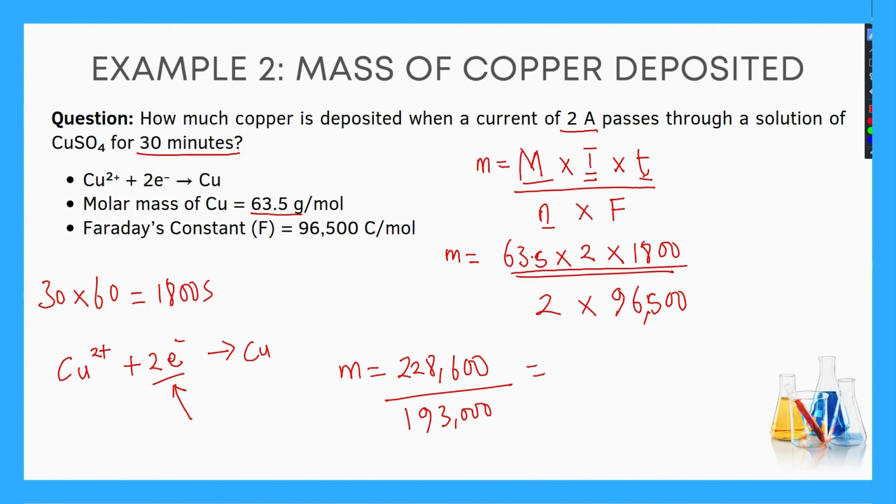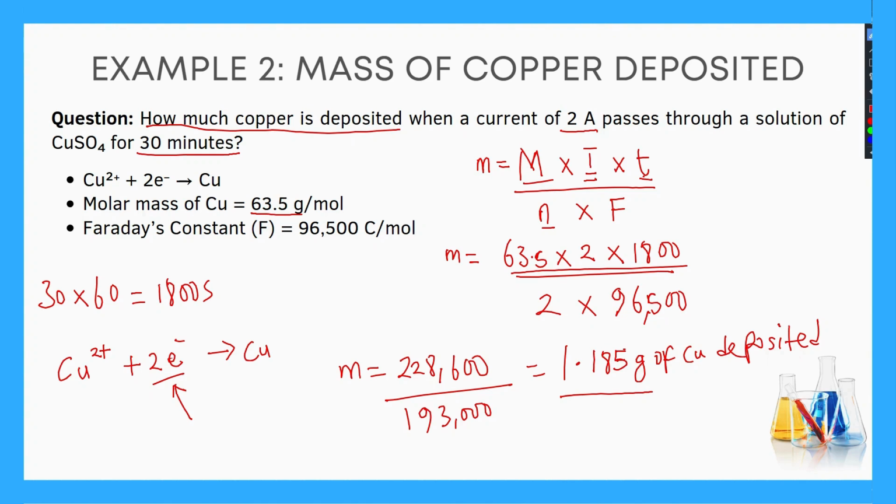So now that we have that in place, let's do the division real quick. We have 228,600 divided by 193,000. That gives us 1.185 grams of copper deposited. So the question asked us how much copper is deposited, and we've calculated it to be 1.185 grams of copper deposited.